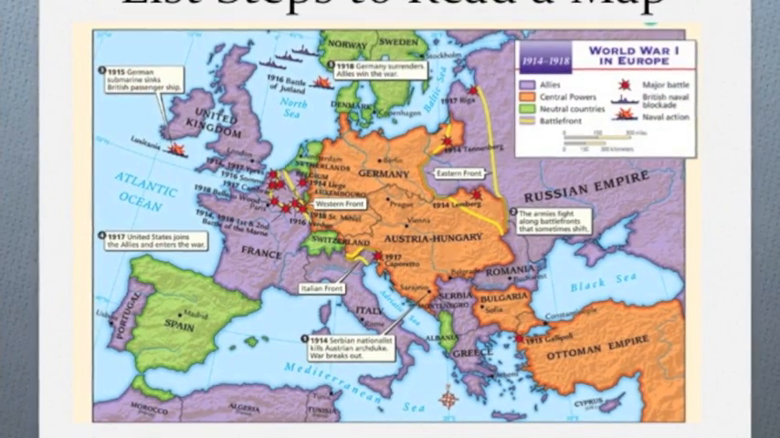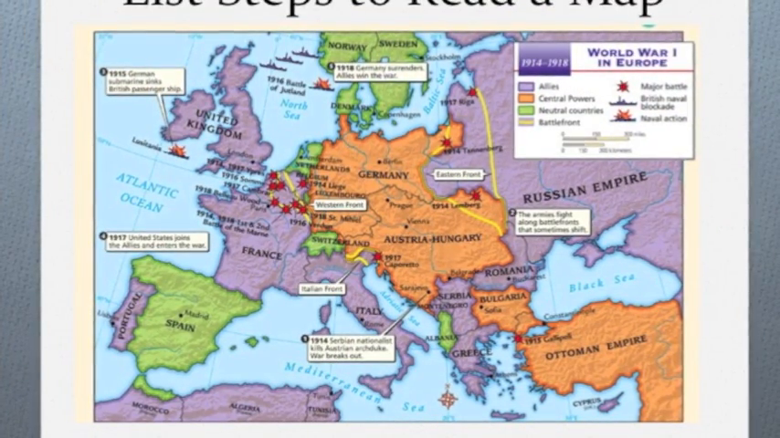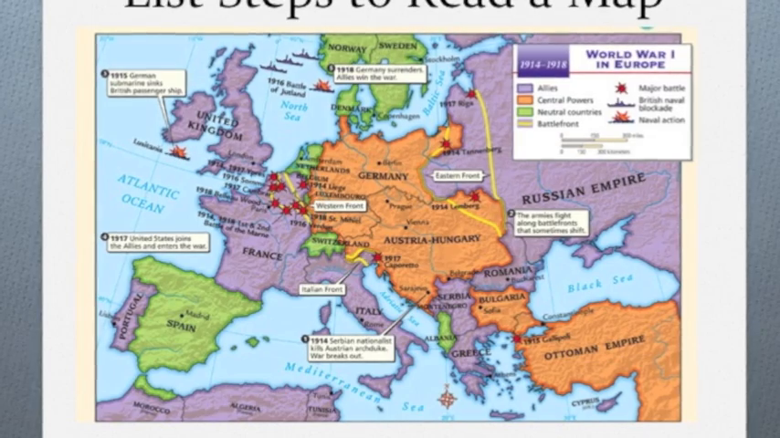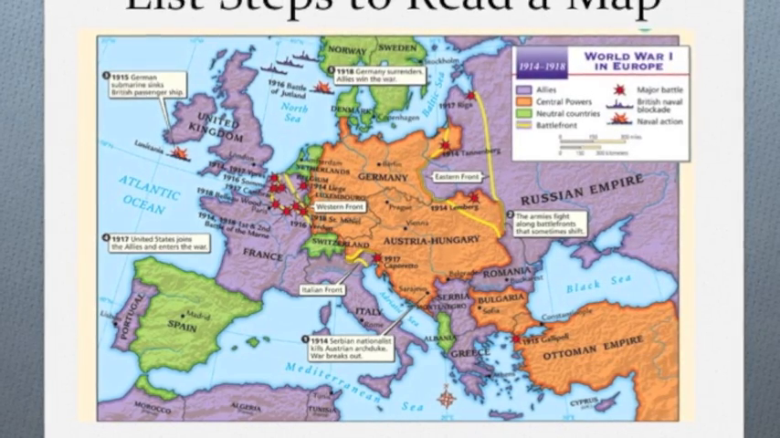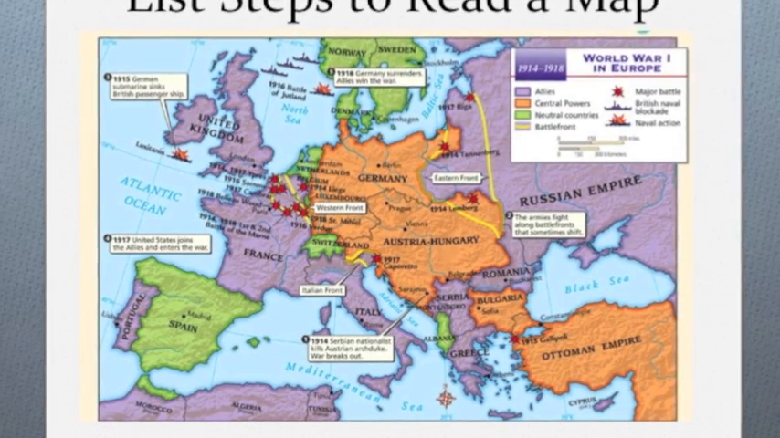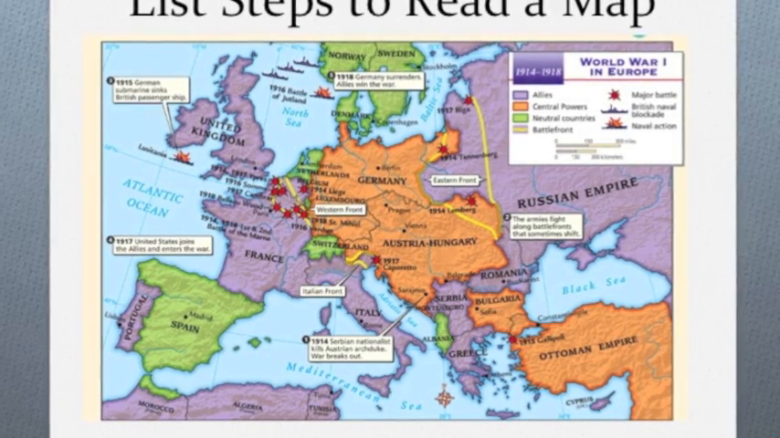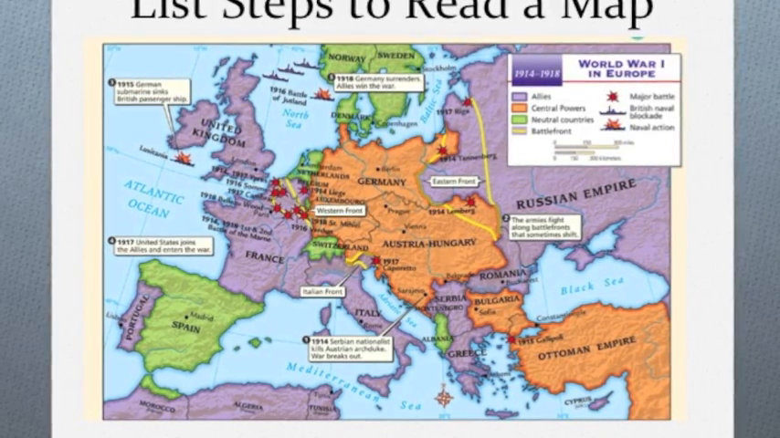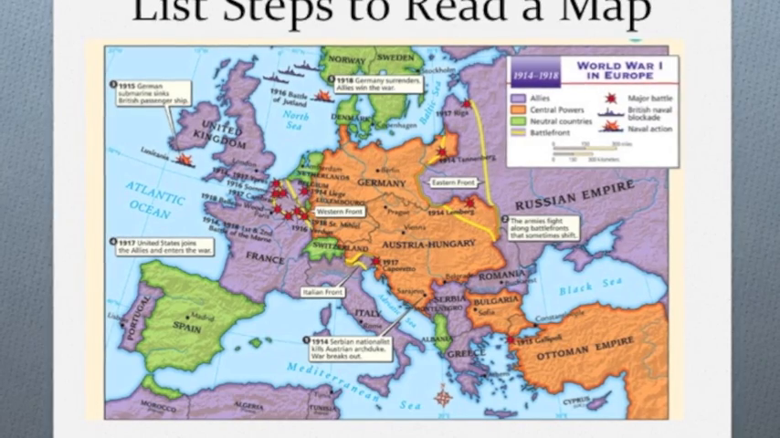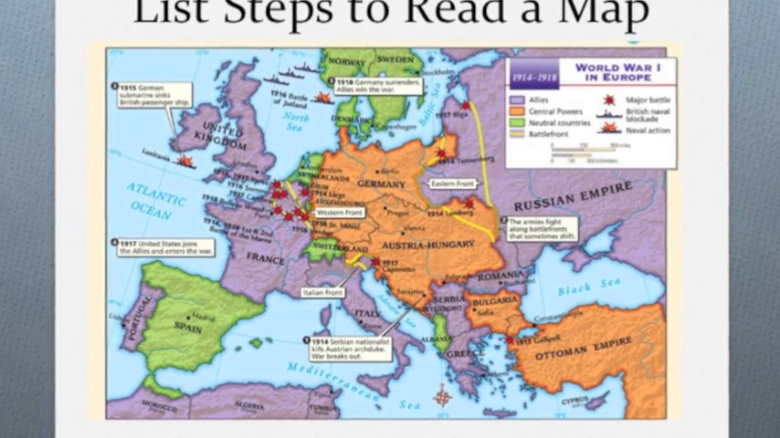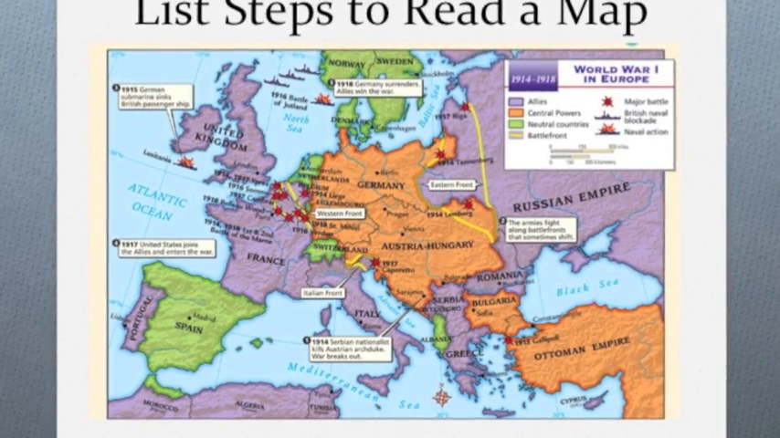All right, my friends, we are finishing up with our map video. I'd like you to take a minute to look at this last map and list the steps on your video worksheet that you would take to read and understand this map. What would you do first? What would you do second, third, fourth, etc.? Plus answer the few questions there about this map.